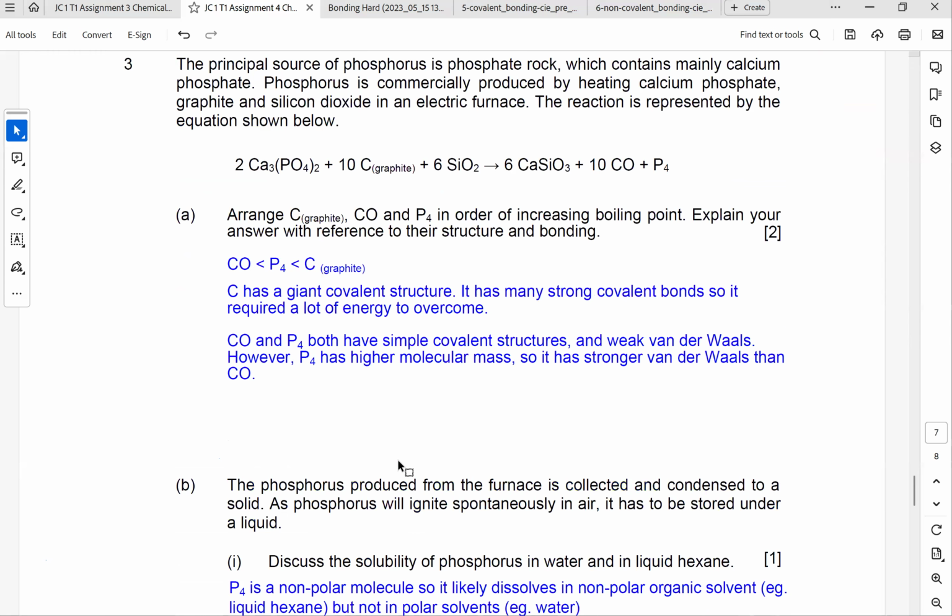Okay. Question 3. Some of you, I think, confuse CO and P4. Yes, it's true that CO is polar, so it has PD-PD, and P4 is nonpolar. Actually, P4 looks like this. 1, 2, 3, 4.